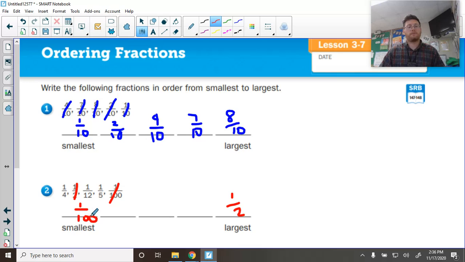1/100. Next smallest would be 1/12. The next smallest after that would be 1/5. Whoops. And then finally, we have 1/4 would be my last one.